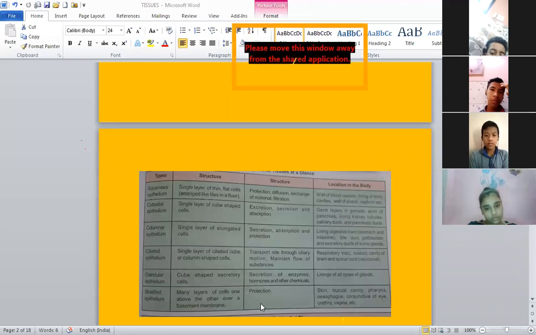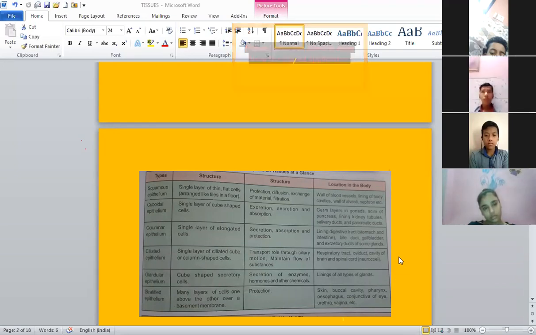Their main function is protection. The main function of this tissue is to protect, and they are present in the skin, buccal cavity, pharynx, esophagus, eye, urethra, and vagina. So this was all about your epithelial tissue. I hope you have understood it.